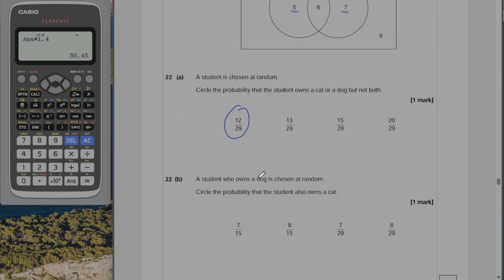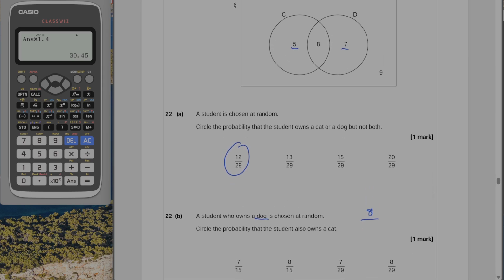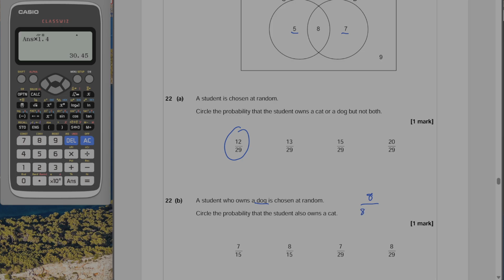Right, part B, a student owns a dog, so we're going from a different denominator. Circle the probability that the student also owns a cat, so it's going to be 8 out of the number that own dogs, which is 8 plus 7, so it's 8 out of 15.